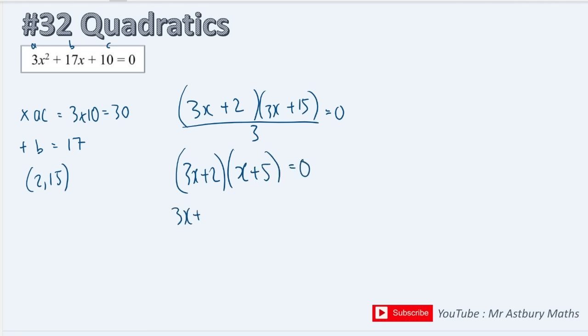So either 3x plus 2 equals 0 or x plus 5 equals 0. And I can solve this one by minusing 2 and then dividing through by 3. And I can solve this one just by minusing 5. And there we have it.